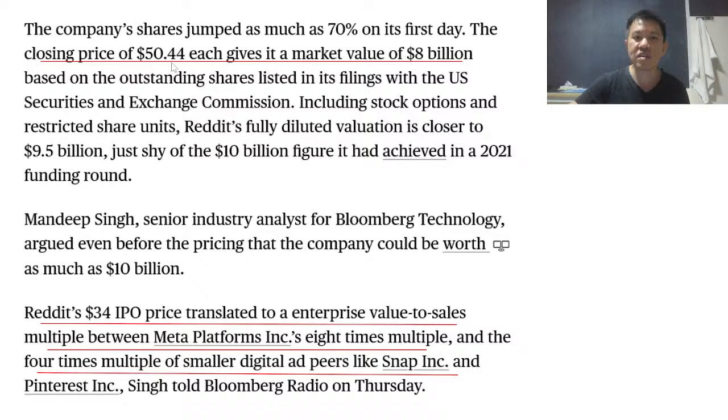Snap and Pinterest are trading at 4 times sales, Meta is trading at 8 times sales, and Reddit is trading at 8 times sales. So I think it's expensive. Meta also starts to be expensive already. Why? Because the price has run up a lot. So it's relative to other choices of so-called high growth tech, right?